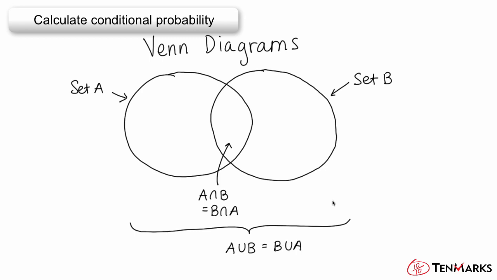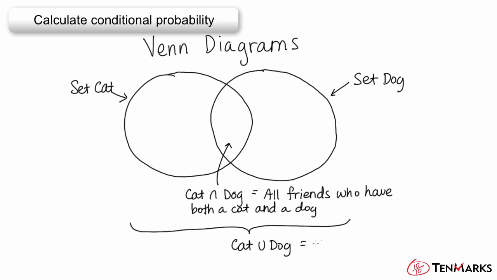Let's apply this to a real example. Let's say you have a bunch of friends who have pets. Most have dogs and cats, some have both, and some have hamsters and tarantulas. So let's call this set cat, and this set dog. So this becomes the intersection of sets cat and dog, and this becomes the union of sets cat and dog. The intersection is all friends who have both a cat and a dog, and the union is all friends who have either a cat or a dog.